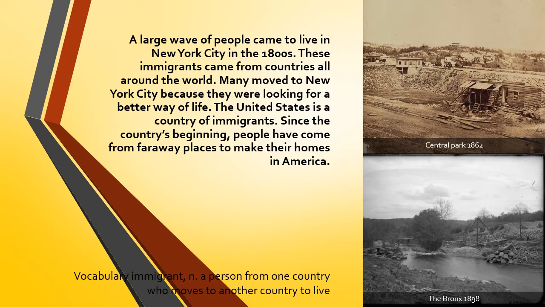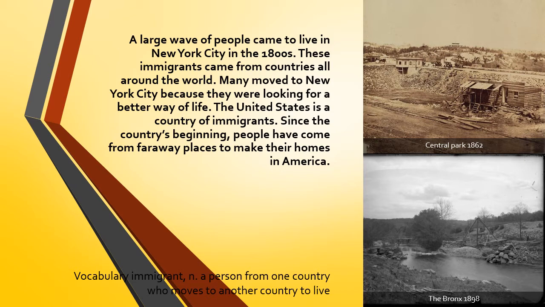In the 1800s, a large wave of people came to live in New York City. These were called immigrants, and they came from countries all around the world. Many moved to New York City because they were looking for a better way of life. Since the country's beginnings, people have come from far, far away places to make their homes in America.